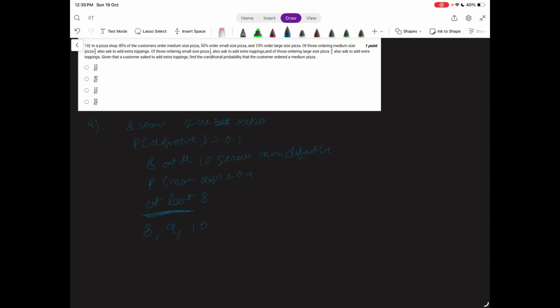So we want him to assemble the bed only when he has 8, 9, or 10 non-defective screws. If fewer than 8 screws are non-defective, he's not going to assemble the bed. So these are the 3 cases. The probability of having 8 non-defective screws is 10 choose 8, times 0.9 to the 8, the success probability, times 0.1 squared, which is 10 minus 8. I think you are familiar with this now.